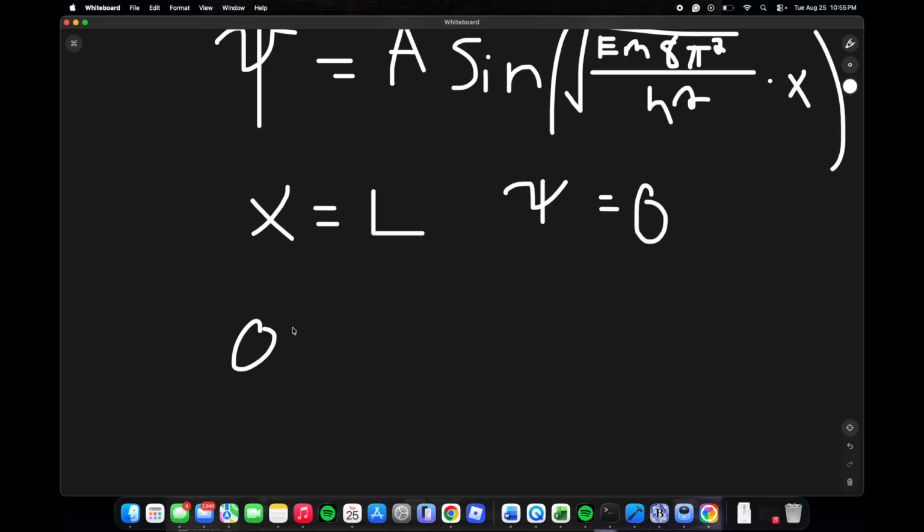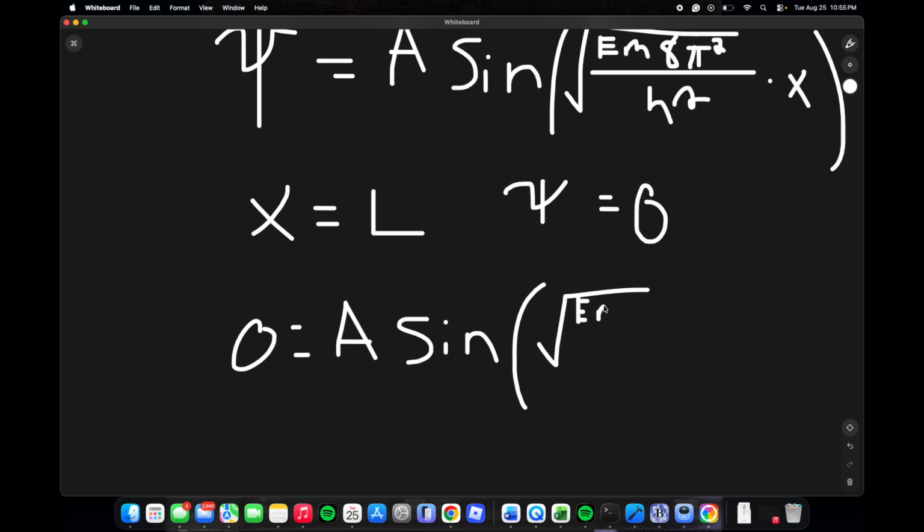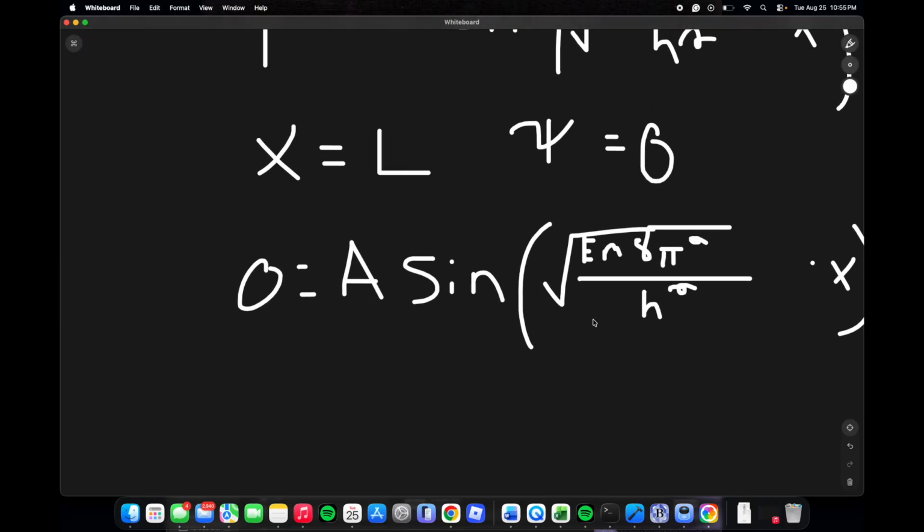Okay, well, what does this mean? Well, this means that 0 equals A sine of the square root of mE 8 pi squared over h squared times x. All right. This implies that this relationship is true, but we need to take a closer look at which term is going to be 0, because, well, they could both be 0, but one of them has to be 0, right, for this equality to be true.